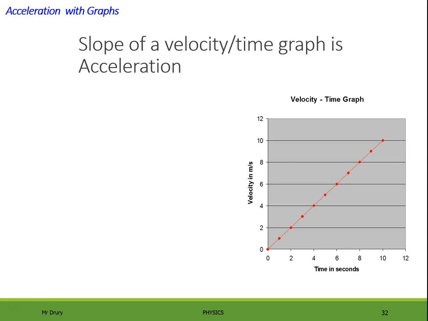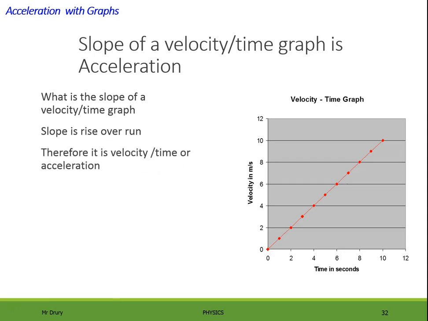All right, now I want to look at a velocity time graph and see how that's related to an acceleration time graph and also to a displacement time graph. We know the slope of a graph is rise over run. So what is rising in this case? Velocity. What is running in this case? Time. So therefore, the slope of a velocity time graph must be acceleration.